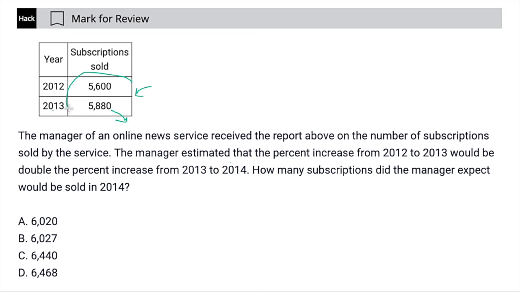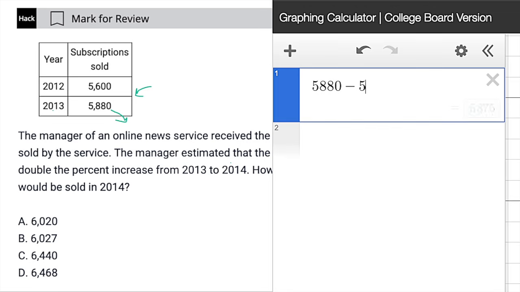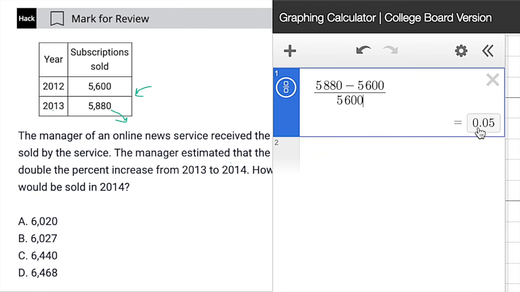So first, let's figure out our percent increase between 2012 and 2013. And again, remember that's going to be your difference divided by your original. So the difference would be the bigger number minus the smaller number. So 5880 minus 5600. And that's going to be divided by the original, which was the 5600. That's where we started. So 0.05 means we had a 5% increase.